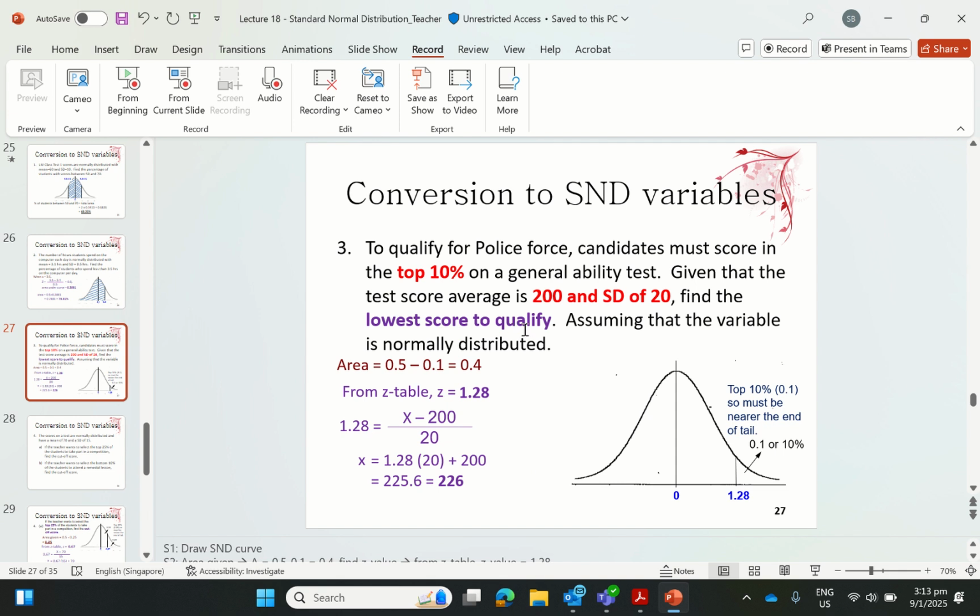Find the lowest score to qualify. So what is the score? This is the lowest score to qualify, right? More than this, you can qualify. Okay, so this is the lowest score. I don't know it, so that's why it's X, unknown. X minus mean 200, divided by 20 SD. If you cross multiply, 20 brings over and becomes times. I hope you know this cross multiplication. So X equals 1.28 times 20. The minus 200 brings over and becomes plus. So 1.28 times 20 plus 200. You must score 226 marks to be in the top 10%.